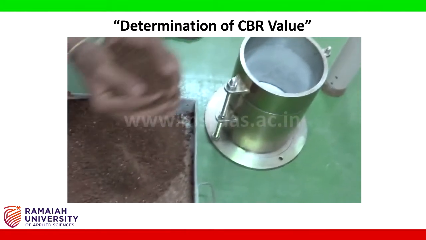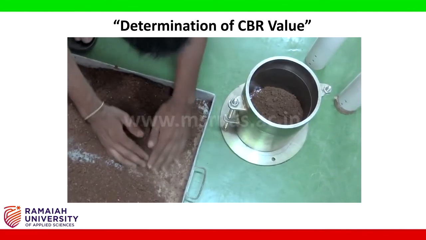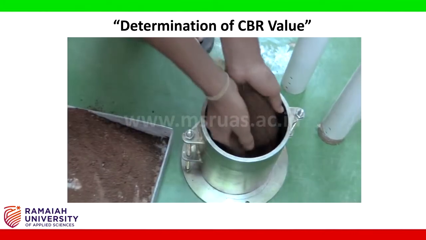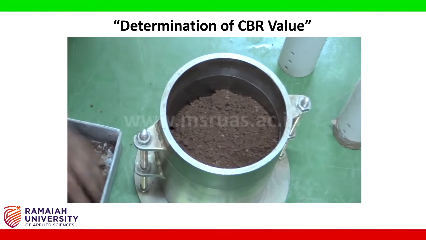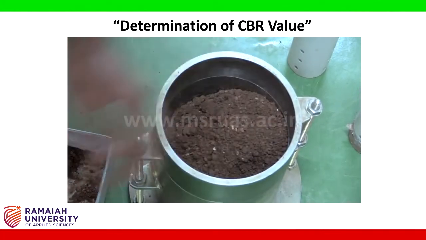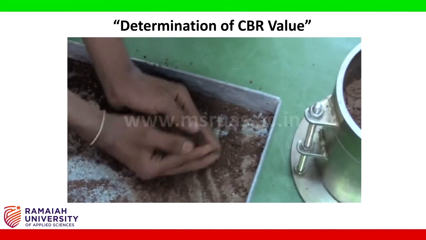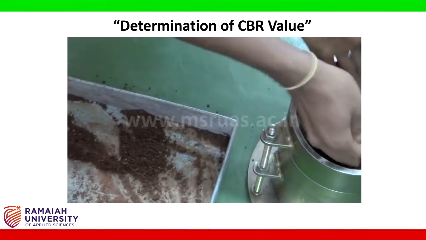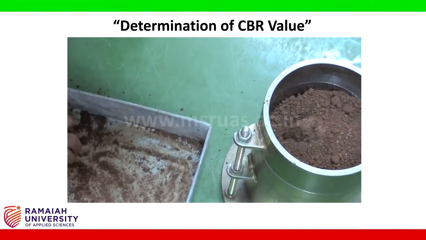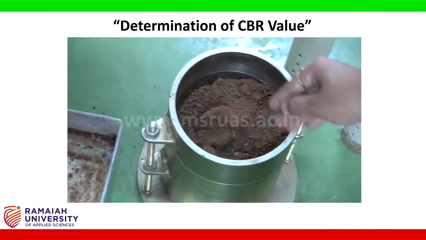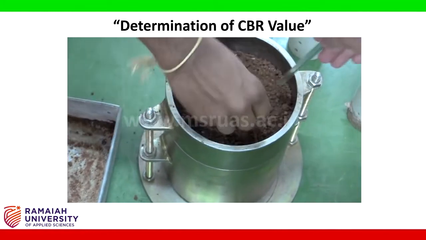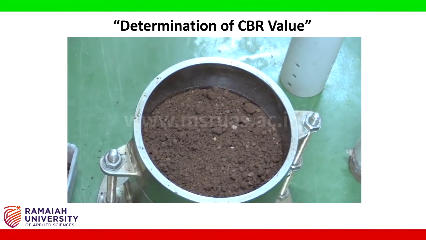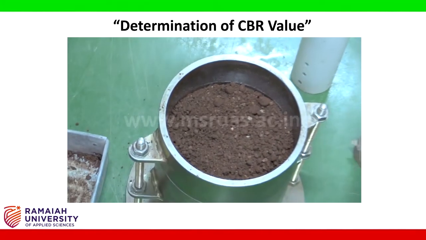This would be the first layer for compaction. Drop the material freely, taking care that it doesn't get segregated at one single place. Ensure that all the lumps are broken and evenly distributed in the mold. Once the soil is placed in the mold, we shall start with the compaction process.